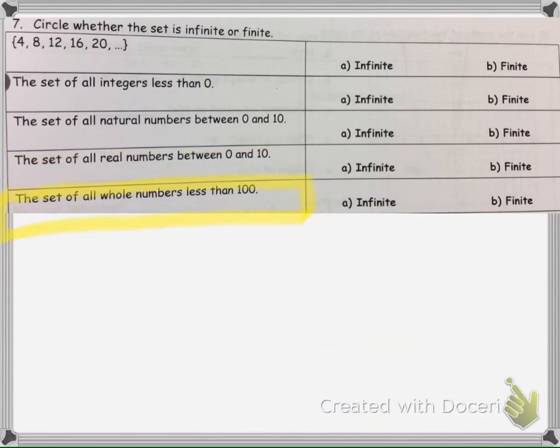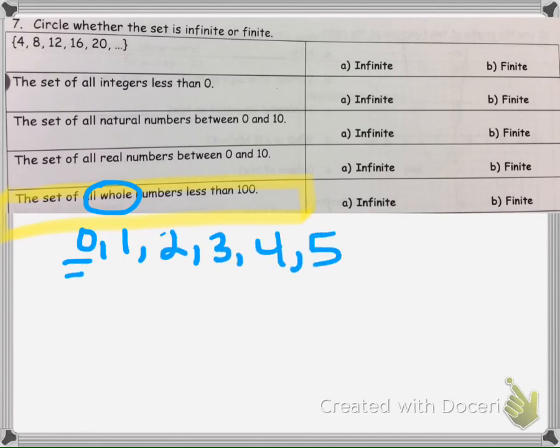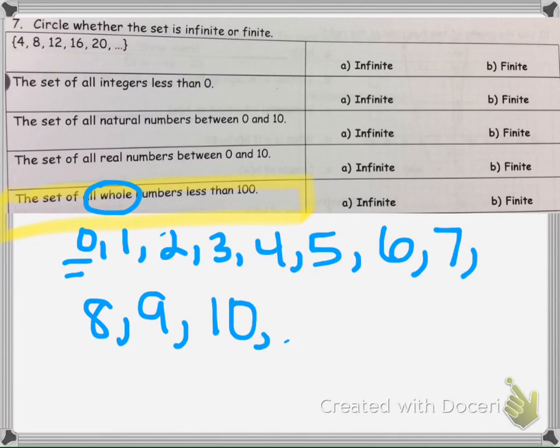Alright, last one, we have the set of all whole numbers less than 100. So whole numbers are like 0, 1, 2, 3, 4. They're all the counting numbers and 0. So that means no decimals, no fractions. So if it says the set of all whole numbers less than 100, I can actually list those. I can keep listing them, and it's going to end at 99.